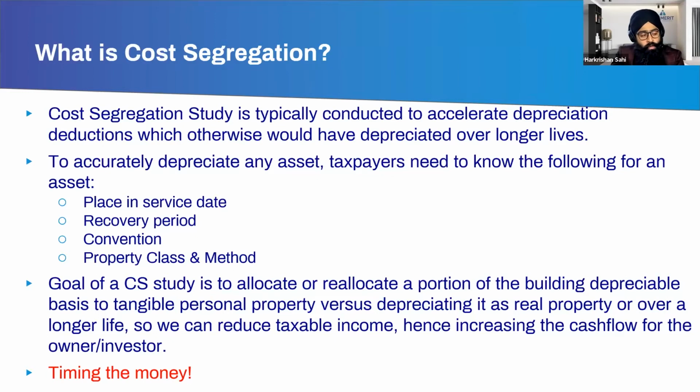And in order to do a cost segregation study or depreciate any asset, for that matter, you need to know the asset's place in service date, the recovery period of the asset, the convention of the asset, the property class, and the method. If you know all these things, only then can you accurately depreciate that asset. So the whole point of a cost seg study is to allocate a portion of the basis, or purchase price minus land, because land is not depreciable, up front so that you can reduce your taxable income and increase your cash flow so you can invest somewhere else, right?